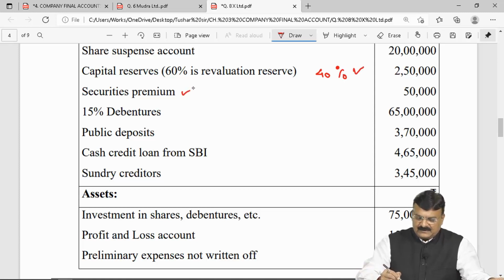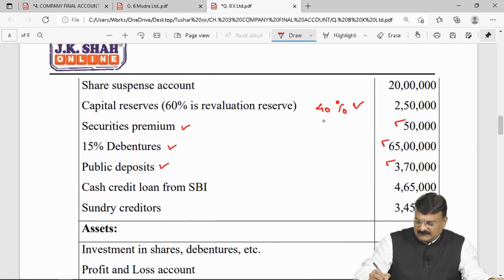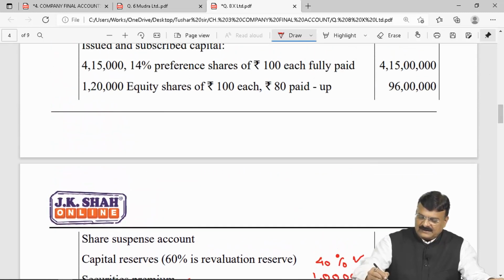Securities premium, yes. 15% debentures, also yes. Long term borrowing. Public deposit is also long term borrowing. So we'll take 370, 6,50,000, this 50,000. Out of 2,50,000, we'll take only 40%, so that will be 1 lakh you will be taking. Then we'll be taking both paid up preference shares and paid up equity shares.